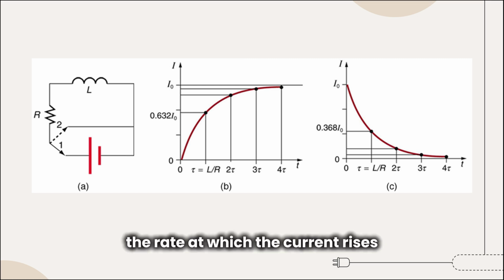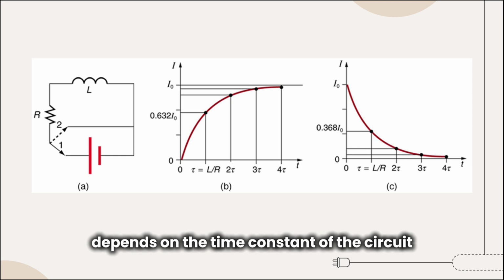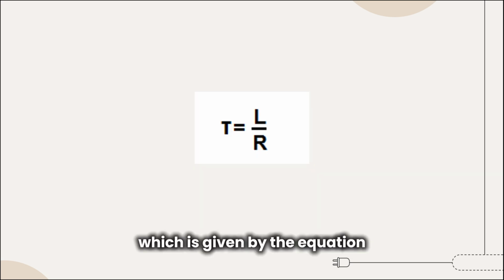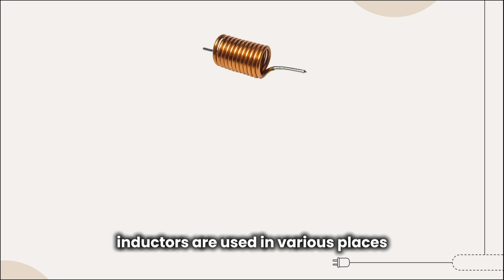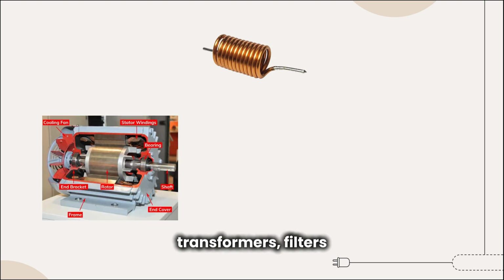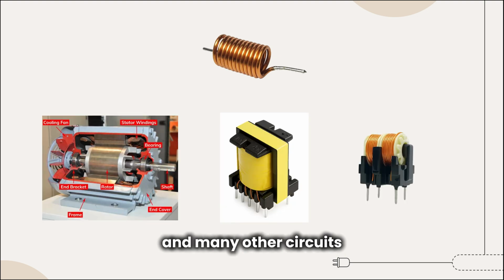The rate at which the current rises depends on the time constant of the circuit, which is given by the equation. Inductors are used in various places, such as in induction motors, transformers, filters, and many other circuits.